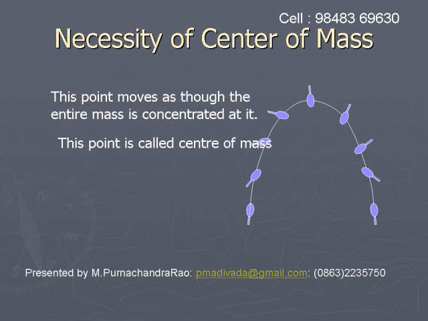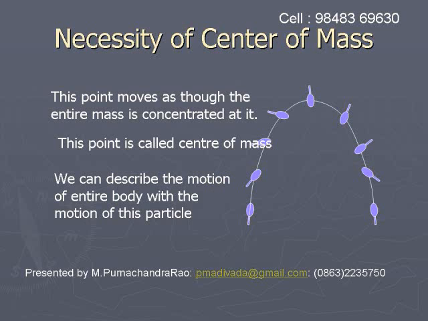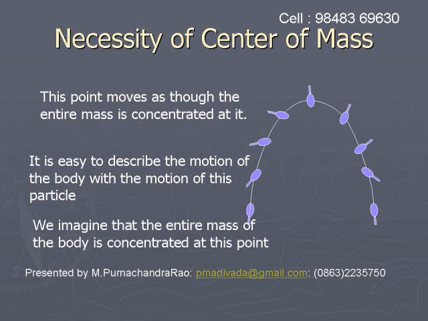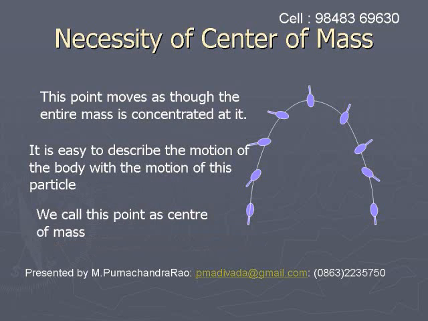So, we consider the entire mass of the body as though it is concentrated at this point, and we call this point the center of mass. We can describe the motion of the entire body with the motion of this particle. So, it is easy to describe the motion of the entire body with the motion of this particle. We imagine the entire mass is concentrated at this point, and we call this point the center of mass.